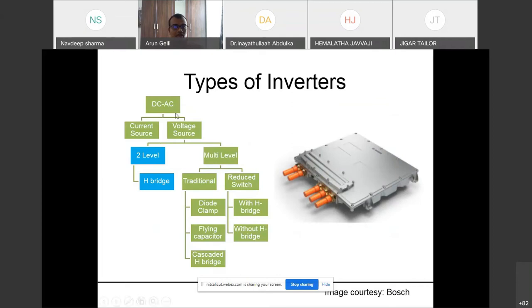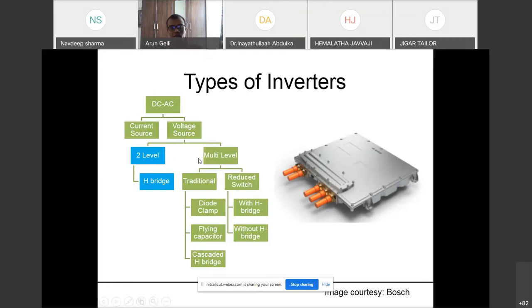So DC to AC is the inverter. Majorly, they are classified into current source inverter and voltage source inverter. What is the difference between a current source and voltage source? If the input to the inverter is a constant voltage, then it is called a voltage source. If it is a constant current, it is called a current source. In a voltage source inverter, we usually see a capacitor which is trying to maintain a constant voltage. That's why they're called voltage source inverters.